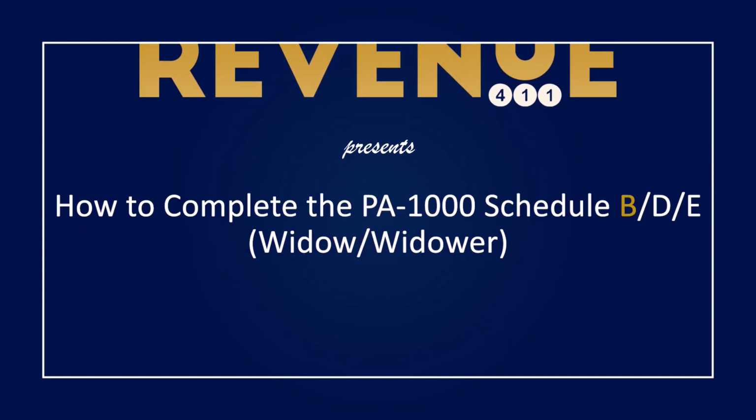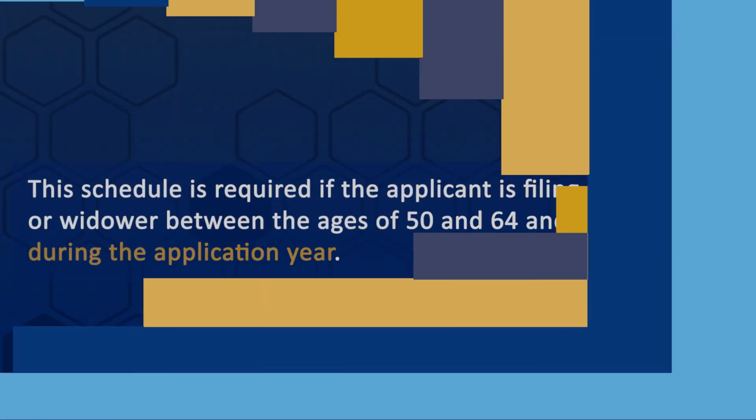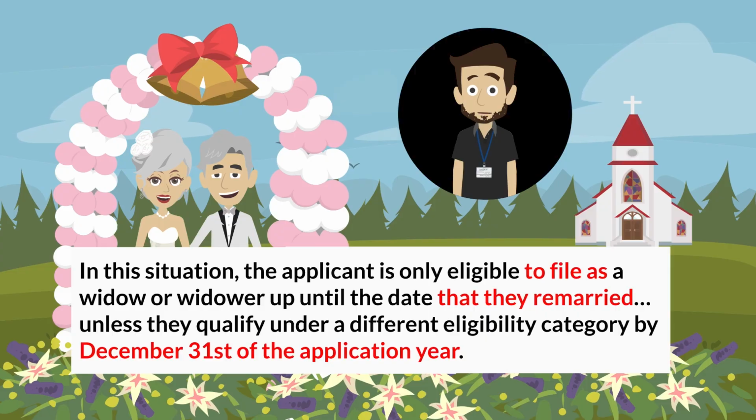Thank you for joining us in learning how to complete the PA-1000 Schedule B for the Property Tax Rent Rebate Program. This schedule is required if the applicant is filing as a widow or widower between the ages of 50 and 64 and remarried during the application year. In this situation, the applicant is only eligible to file as a widow or widower up until the date that they remarried, unless they qualify under a different eligibility category by December 31st of the application year.